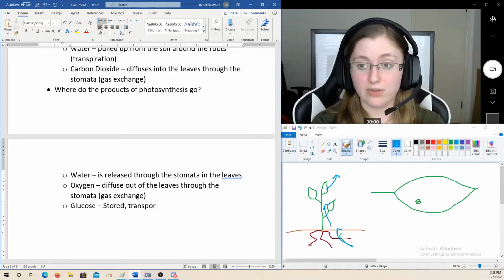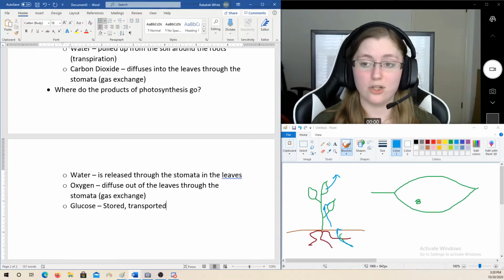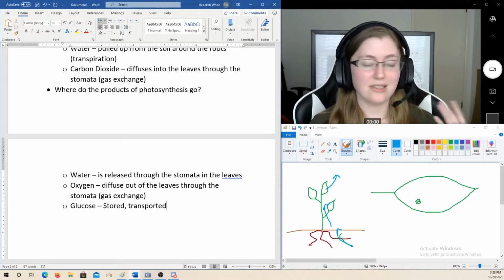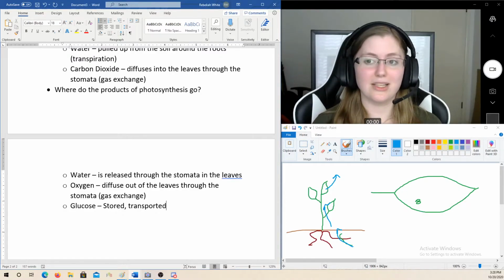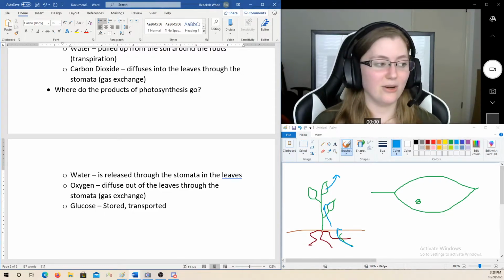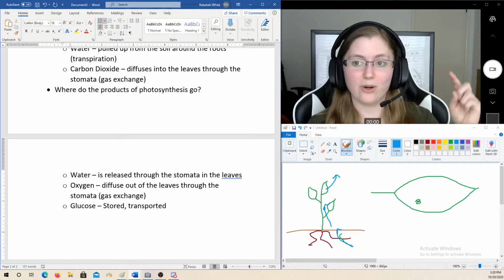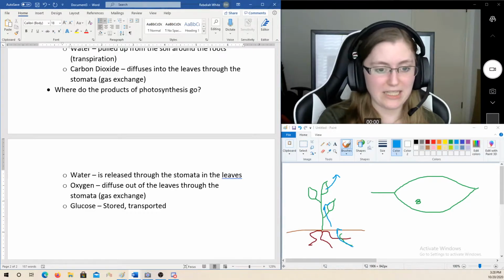It can be transported. So we know that plants have this system of tubes to transport the water. They have a similar system of tubes that transports the sugar products. So that's why you get sap from trees. So that sugar gets moved around the plant to wherever it's needed. That's why you can get potatoes in the root systems when photosynthesis is only happening in the leaves, right? So the sugar gets transported.